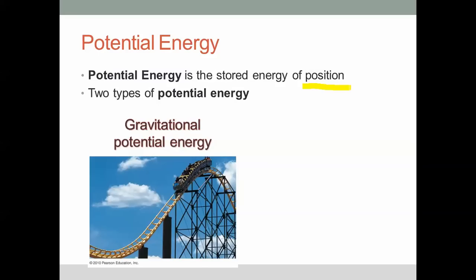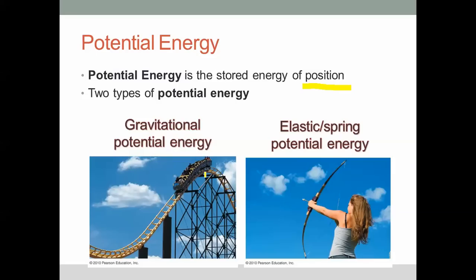The two main types are gravitational potential energy, which is the energy you have from having height. So this roller coaster, just by having height, has stored energy. And it will fall down because that stored energy changes from gravitational potential energy into kinetic energy. So gravitational potential energy comes from having height.